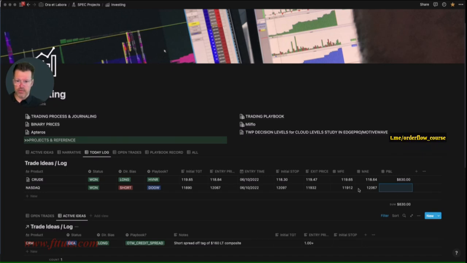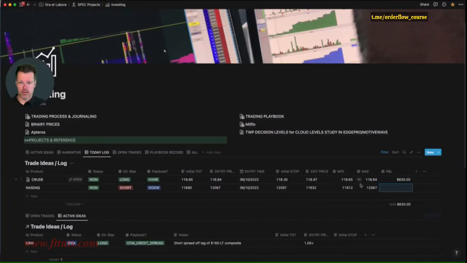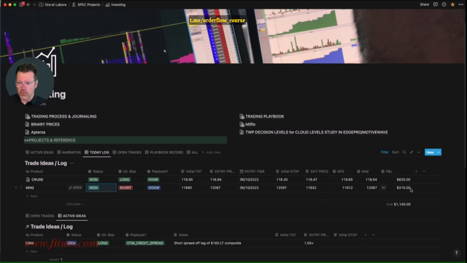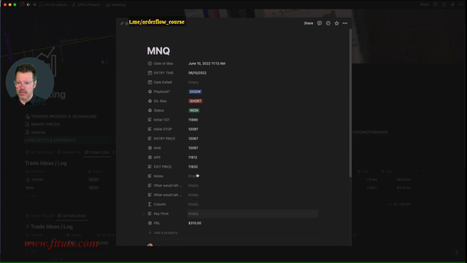So same deal. We've got 12,067, 11,912. 12,067 minus 11,912 is 155. It's 20. That's 3,100 per contract. Or if you're in micros, that'd be 310, right? Which I was. So I should put that in. I should say MNQ, right? It's 310 per contract.